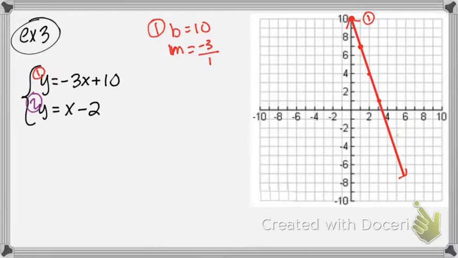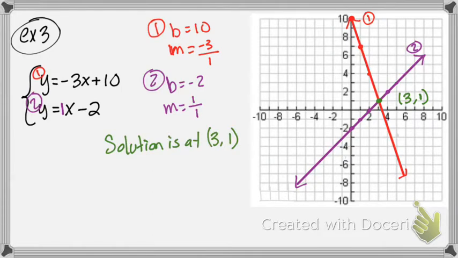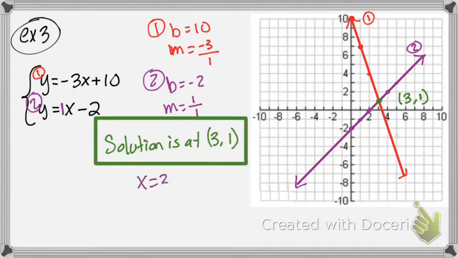Equation number 2: our b is -2, and for our m there's no number in front, so we can assume it's a 1, which is 1/1. We start at -2 and go up 1 to the right 1, up 1 to the right 1, all the way until you get a line. That is our equation number 2. Here you can tell that our point is right here, and that is point 3, 1. So our solution is at 3, 1. That means x equals 3 and y equals 1.